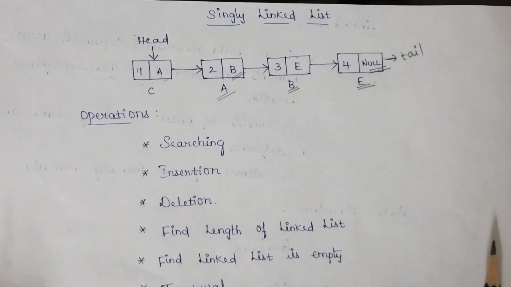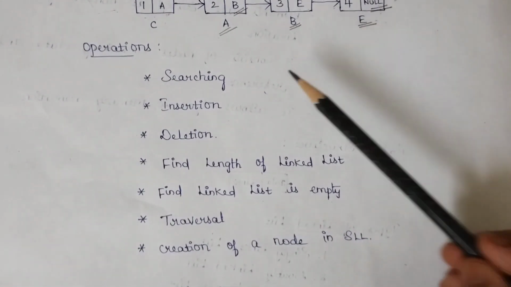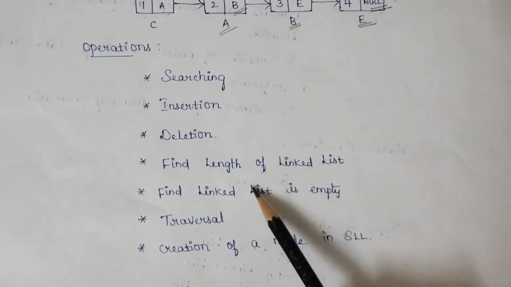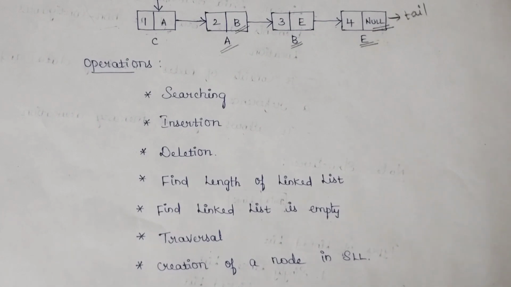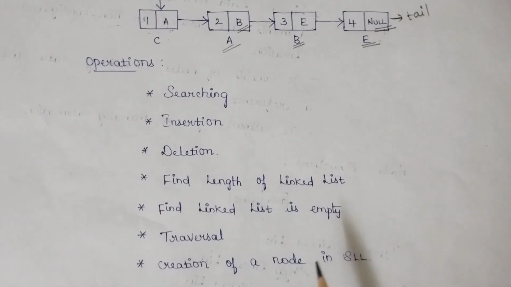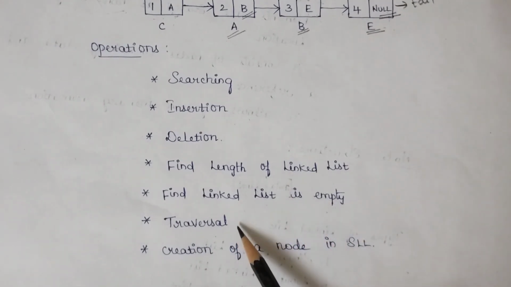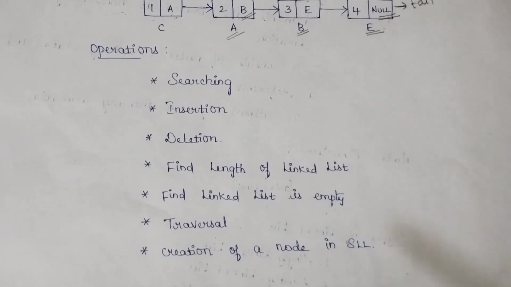Now, operations of a singly linked list. What are all the operations we can perform in a singly linked list? These are the basic operations: we can perform search, insert, or delete operations. Then we can find the length of the linked list, because this is dynamic. We do not know what the length or size of the list is here. We can also check whether our linked list is empty or not. Then we can perform traversal, which means you can visit each and every node of the linked list.